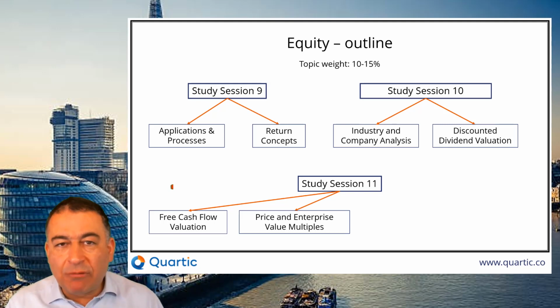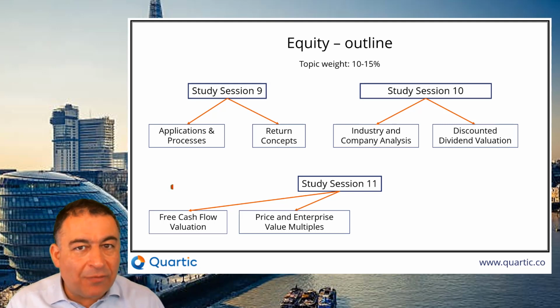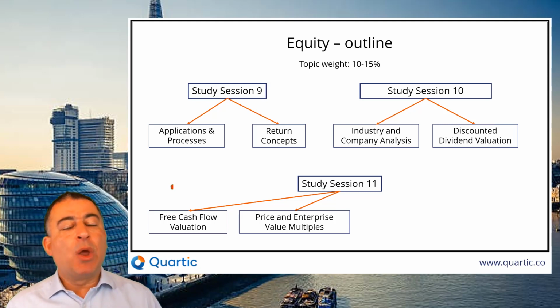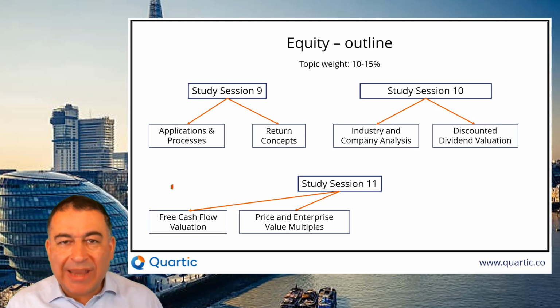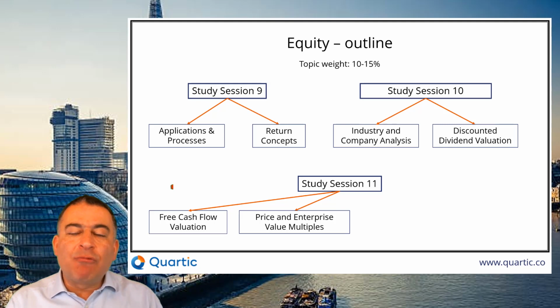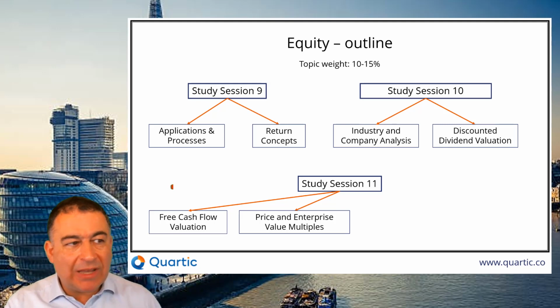Price and enterprise value multiples. We saw PE ratios, price to sales, price to book value, price to cash flow at level 1. We extend that various others as well, including enterprise value, and we see how relative valuation provides another range of tools with which to value companies.